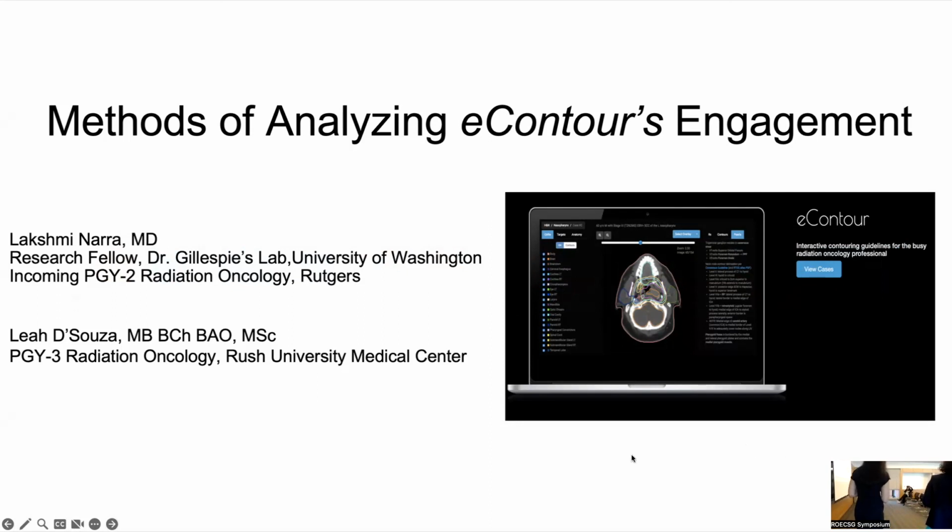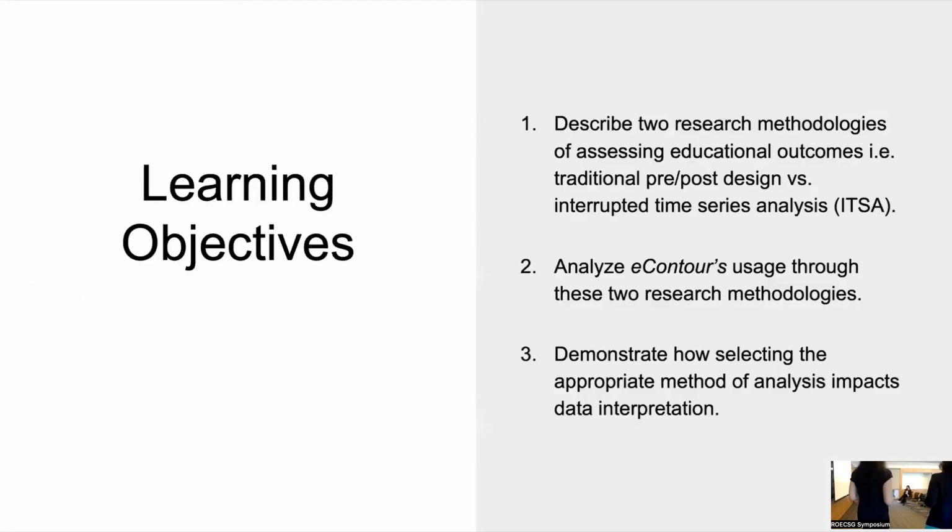We both present today methods of analyzing eContour's engagement on behalf of eContour's team. Our learning objectives today are to describe two research methodologies to assess educational outcomes, looking at a very well-known traditional pre-test versus post-test design, and then comparing that to an interrupted time series analysis, or the ITSA. We're then going to analyze eContour's usage using these two research methodologies, and finally demonstrate how selecting appropriate methods is important when you're analyzing your data.